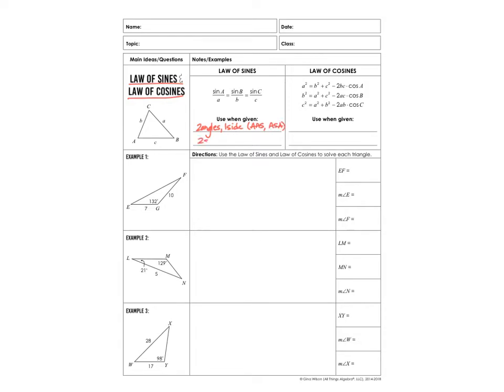Or when you have two sides and one angle. So side, side, angle. Now you can use the law of cosines when you have two sides and one angle, when you have side, angle, side. So when the angle is between the two sides, or when you're given three sides, which is side, side, side, you'll have to find the largest angle first.